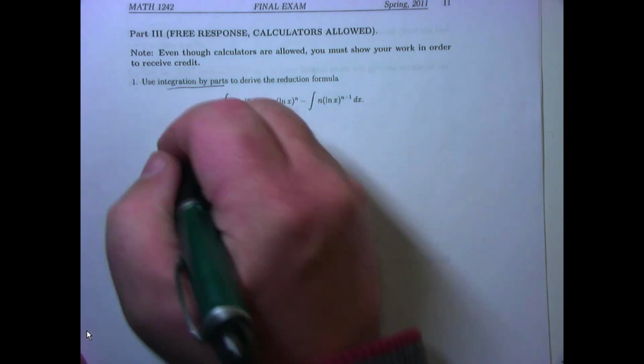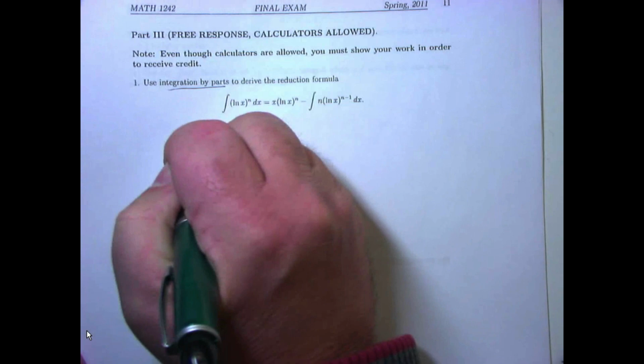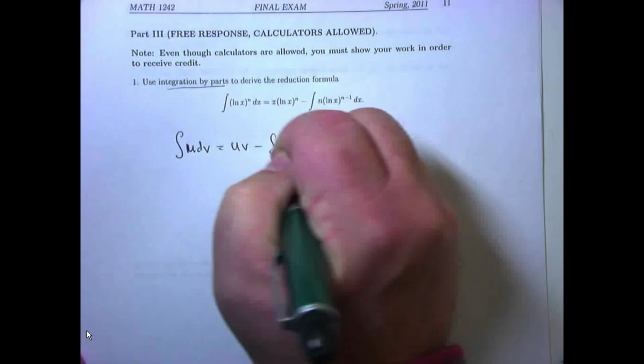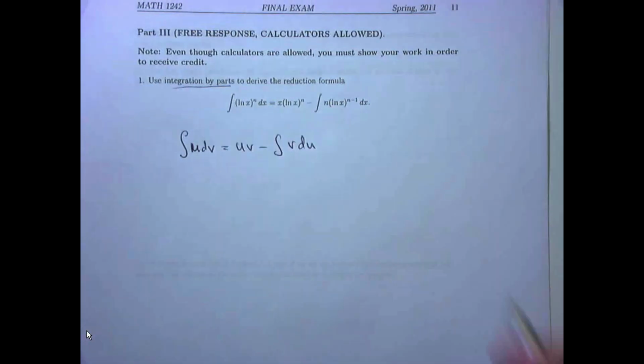That's how many people left this one blank, just to give you a clue. So this was the integral of u dv equals uv minus the integral of v du. All right? This one was worth like 12 points or something like that. That part right there, they gave you like 2 or 3 points just for doing that. So at least you understood what integration by parts meant.